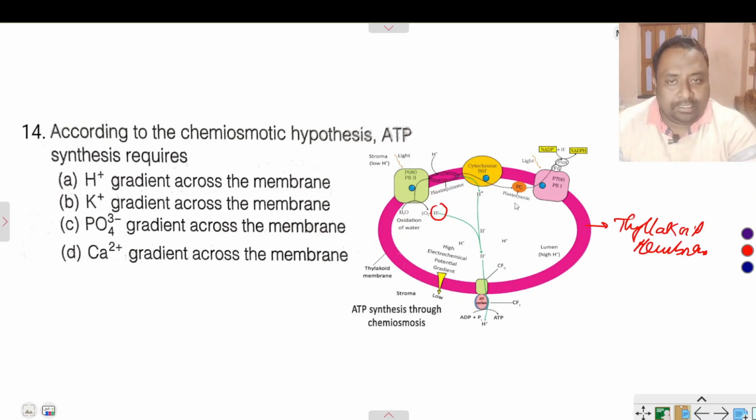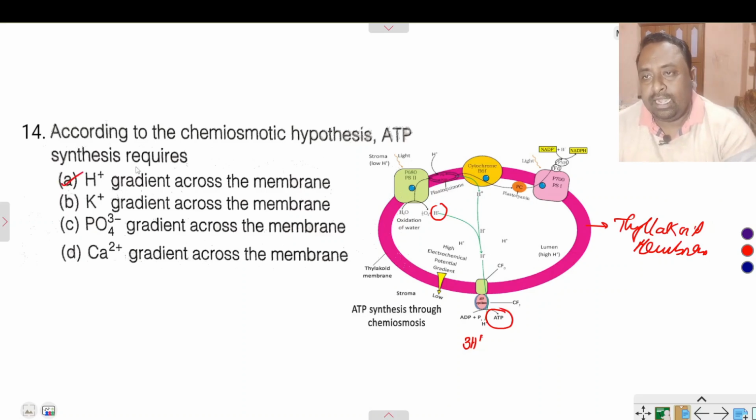When this concentration is increased, the proton is transferred from high proton gradient to low proton gradient through ATP synthase, the CF0 complex and CF1 complex, and for transfer of 3 protons, one ADP binds with phosphate and produces one ATP molecule. This is called the chemiosmotic hypothesis. So here the proton gradient across the membrane is the correct answer.